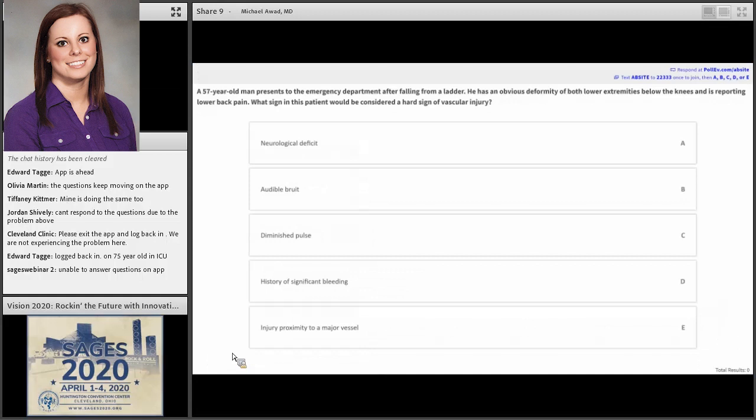Next, a 57-year-old man presents to the emergency department after falling from a ladder. He has an obvious deformity of both lower extremities below the knees and is reporting lower back pain. What sign in this patient would be considered a hard sign of vascular injury? A, neurological deficit, B, audible bruit, C, diminished pulse, D, history of significant bleeding, or E, injury proximal to a major vessel.